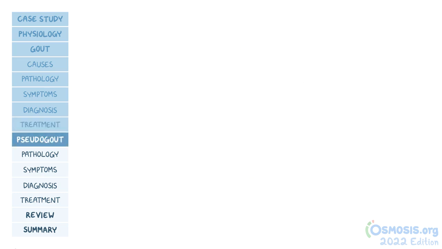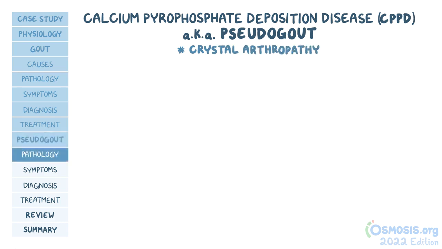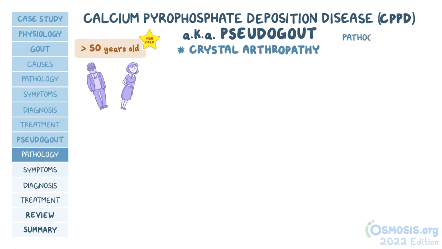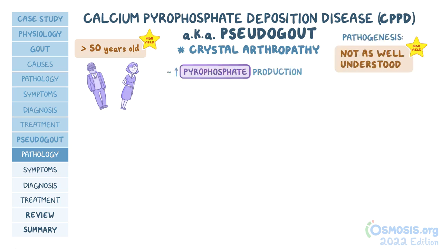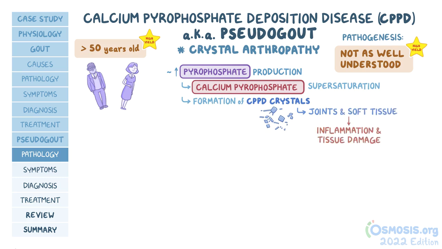Okay, let's move on to the next disease, which is calcium pyrophosphate deposition disease, or CPPD, previously known as pseudogout. This is a crystal arthropathy associated with those over 50 years old. Although the pathogenesis of CPPD disease is not as well understood, similarly to gout, there is probably excessive pyrophosphate production, resulting in calcium pyrophosphate supersaturation and the formation of CPPD crystals. These accumulate in the joints and soft tissue, where they can cause inflammation and tissue damage.